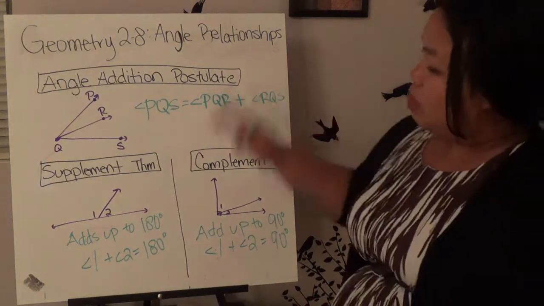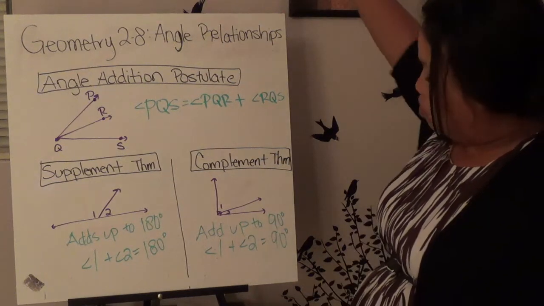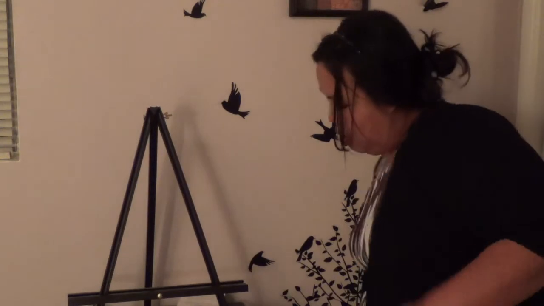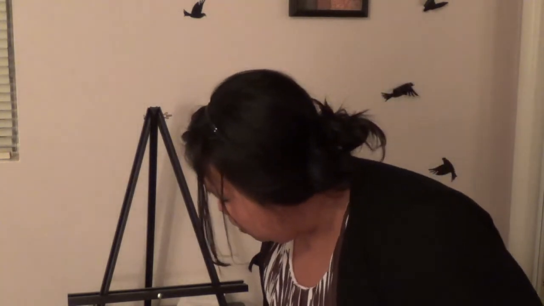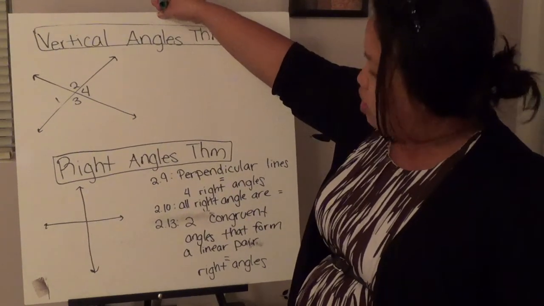So go ahead and pause this and write it down. Don't forget to do your vocabulary as well. And we have one more set of concepts to go over. The first one you've seen before, and this one again we're just giving a theorem to it.